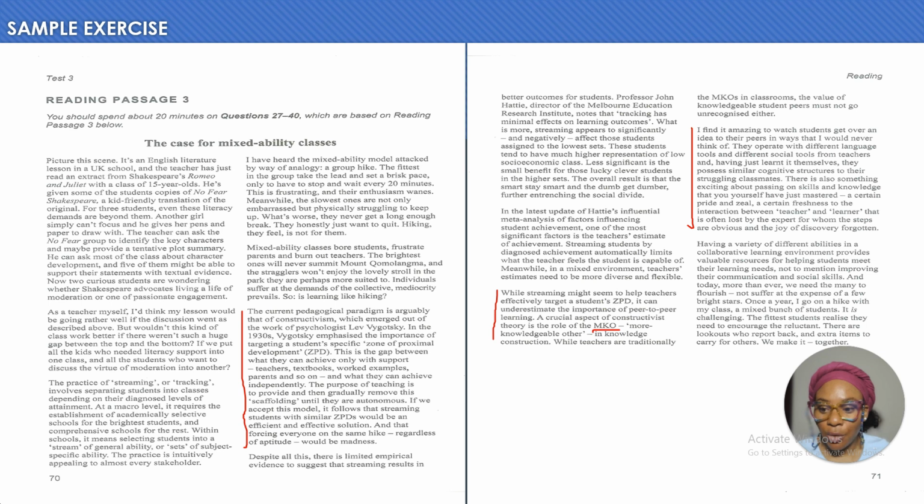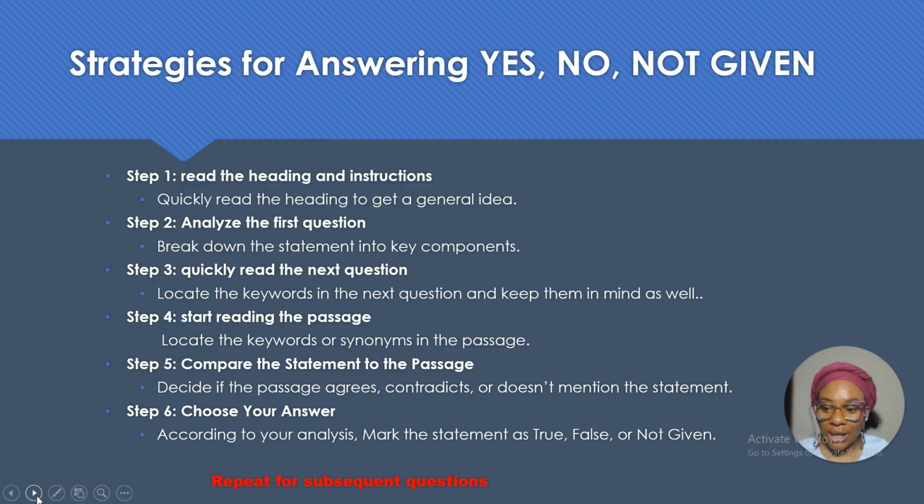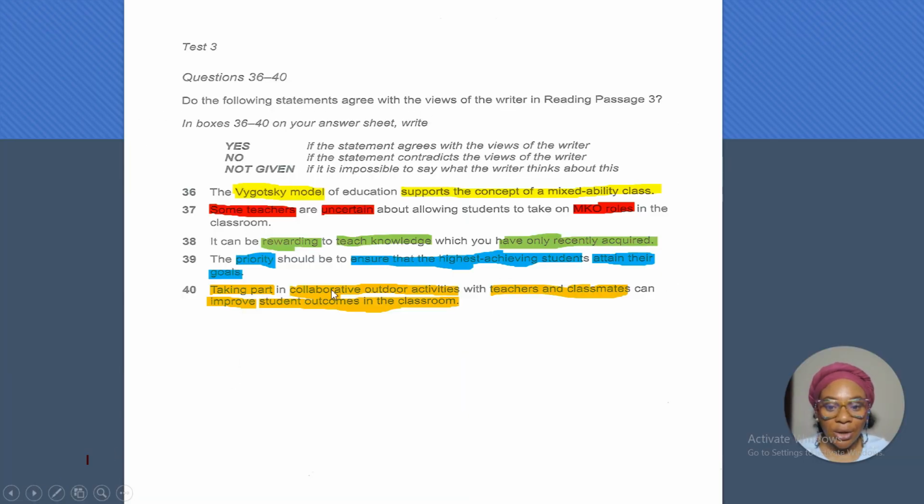Now, finally, we go back to take a look at number 40 again, just to refresh our memory. Taking part in collaborative outdoor activities with teachers and classmates can improve students' outcome in the classroom. So they're trying to say that if we have outdoor activities, maybe like sports or games, where you have both your classmates and your teachers involved, this can improve the students' performance in class. So we're going to keep reading the rest of that paragraph to see if this is yes, no, or not given.